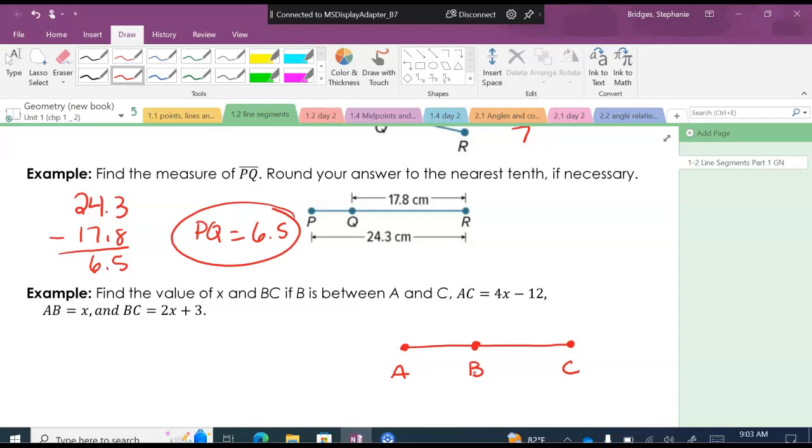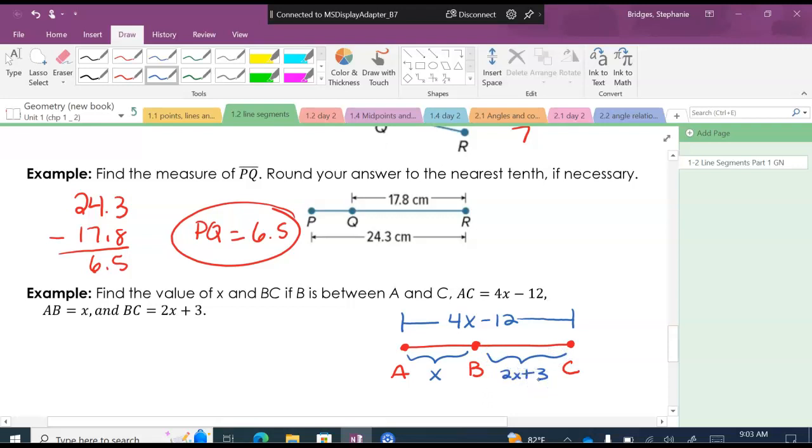What's the next thing it tells me? AC is what? Okay, so that means from A to C, all the way from A to C is 4x minus 12. All the way here. Is that the whole segment? Okay. What's the next thing it tells me? AB is x, so in between here and here is x. And then it tells me that BC is what? So in between B and C is 2x plus 3.